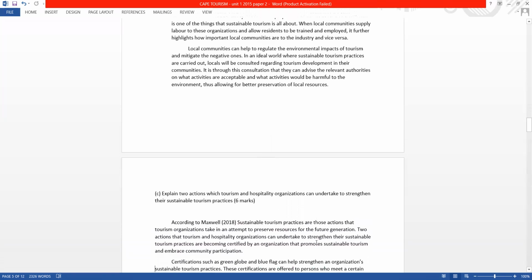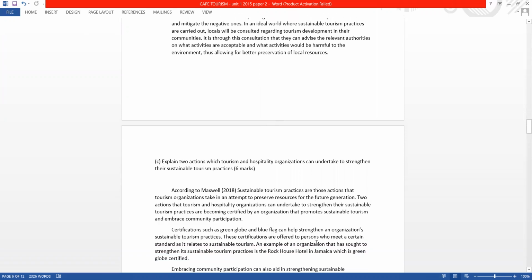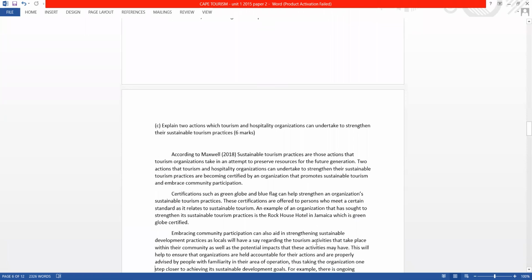Part C says, explain 2 actions which tourism and hospitality organizations can undertake to strengthen their sustainable tourism practices, right? So let's answer this question. According to Maxwell 2018, sustainable tourism practices are those actions that tourism organizations take in an attempt to preserve resources for the future generation. 2 actions that tourism and hospitality organizations can undertake to strengthen their sustainable tourism practices are becoming certified by an organization that promotes sustainable tourism and embraces community participation, right?